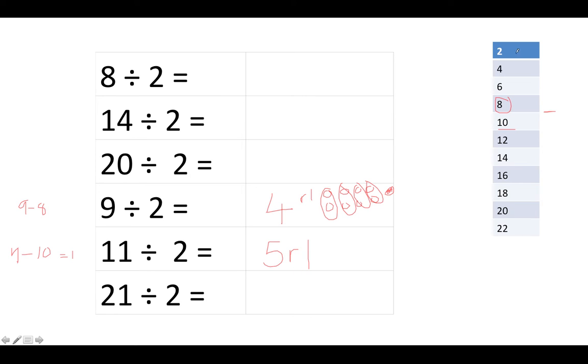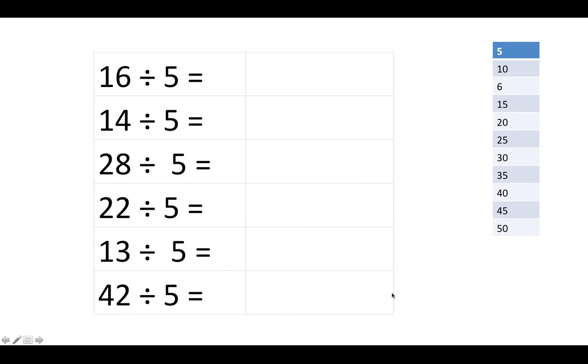21 divided by 2. 2, 4, 6, 8, 10, 12, 14, 16, 18, 20, 22. It's in between. It's not in the 2 times table. So the nearest one I can find to 21 without going over is 20. 20 divided by 2 is 10. But I didn't want 20, I wanted 21. So what's the difference? Well, 21 take away 20 equals 1. So the remainder is 1, and the answer is 10, remainder 1. The remainders are really important. So pause the video and have a go at these.